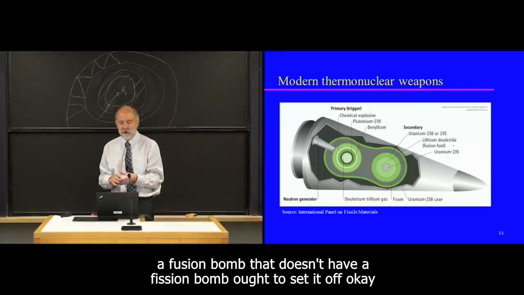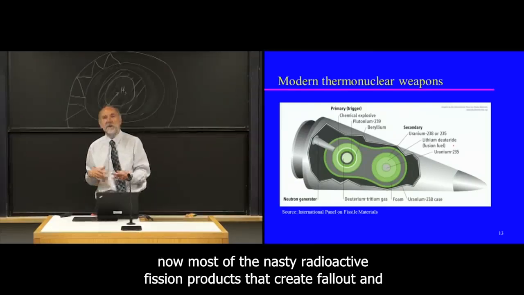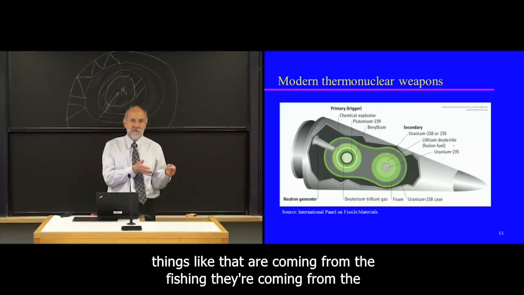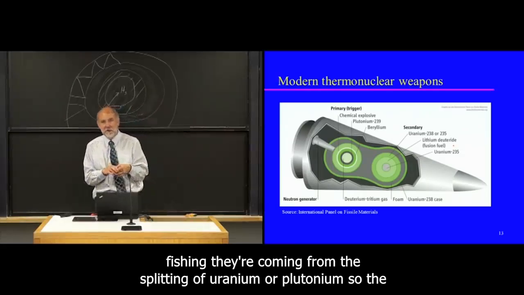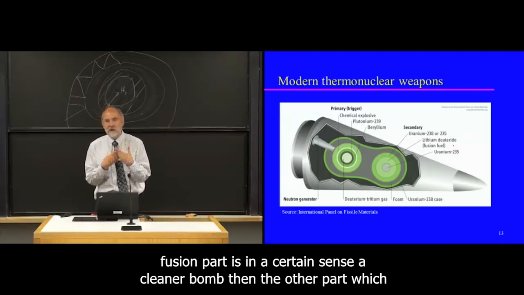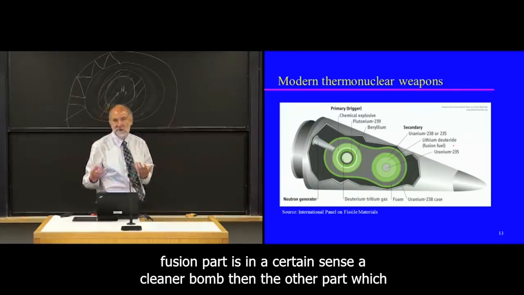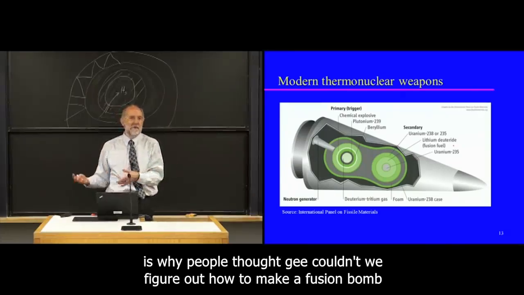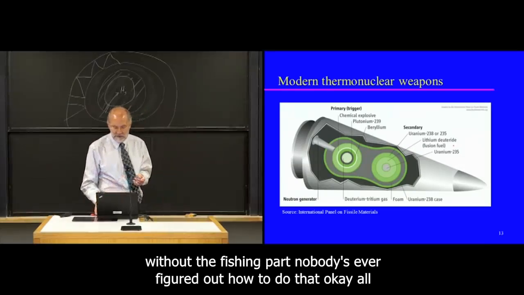Okay. Now, most of the nasty radioactive fission products that create fallout and things like that are coming from the fission. They're coming from the splitting of uranium or plutonium. So the fusion part is, in a certain sense, a cleaner bomb than the other part, which is why people thought, gee, couldn't we figure out how to make a fusion bomb without the fission part? Nobody's ever figured out how to do that.